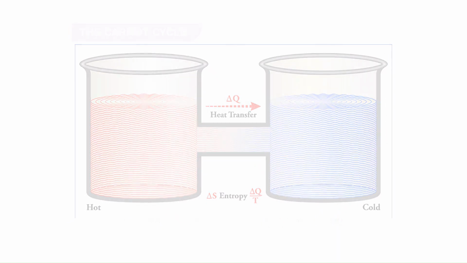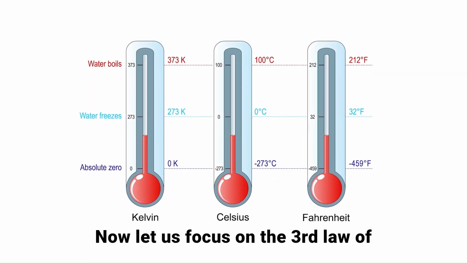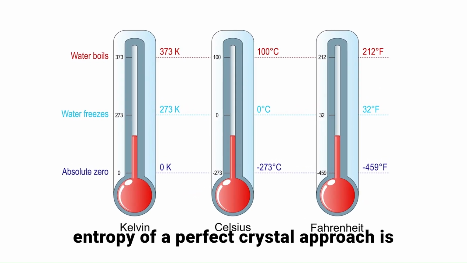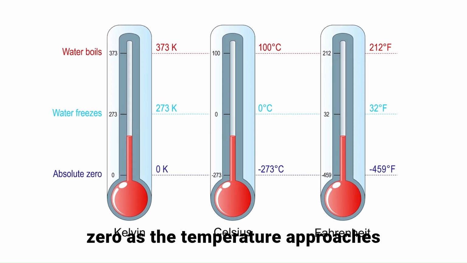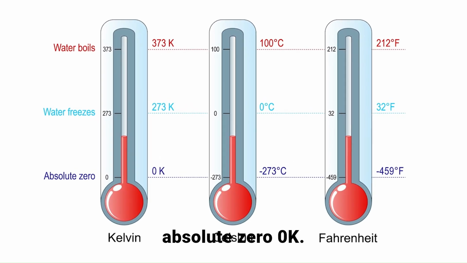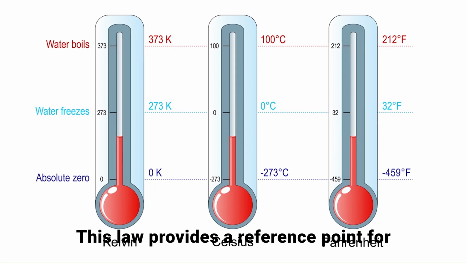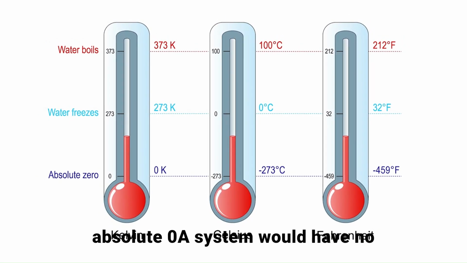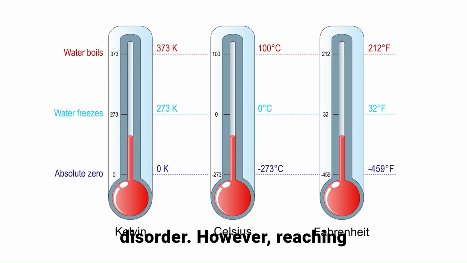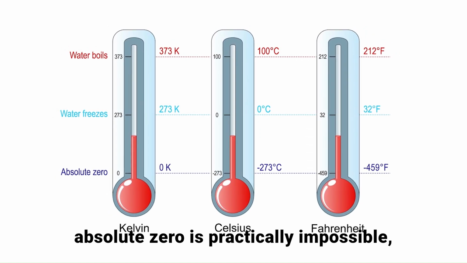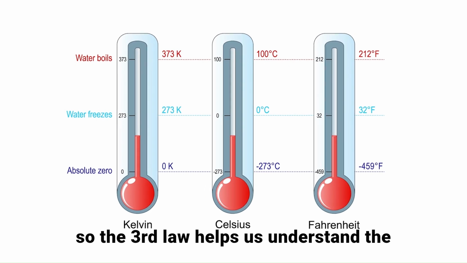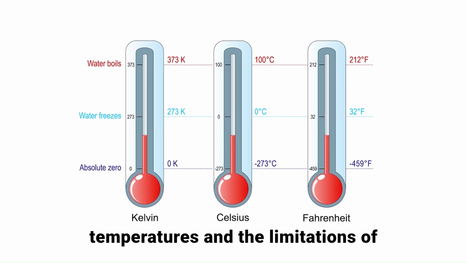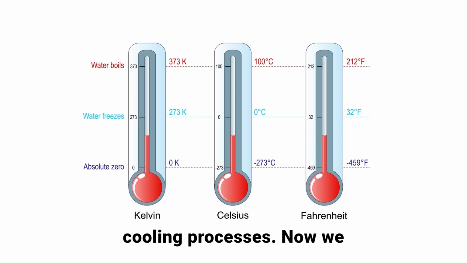Now, let's focus on the third law of thermodynamics, which states that the entropy of a perfect crystal approaches zero as the temperature approaches absolute zero, 0 K. This law provides a reference point for the entropy scale and implies that at absolute zero, a system would have no disorder. However, reaching absolute zero is practically impossible, so the third law helps us understand the behavior of materials at very low temperatures and the limitations of cooling processes.